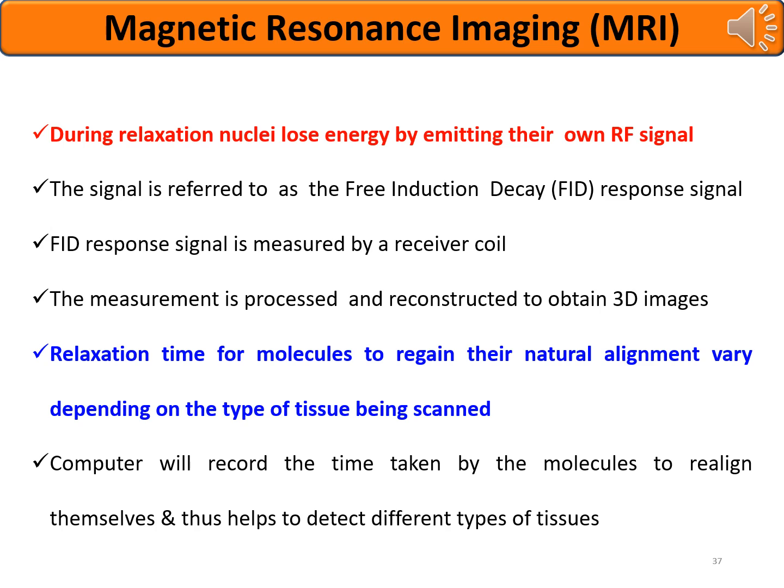This RF signal is measured using a receiver coil and is then processed and reconstructed to obtain 3D images. Depending on the type of tissue being scanned, this relaxation time varies. The computer will record the time taken by the molecules to realign themselves, and this helps to detect different types of tissues. Thank you.